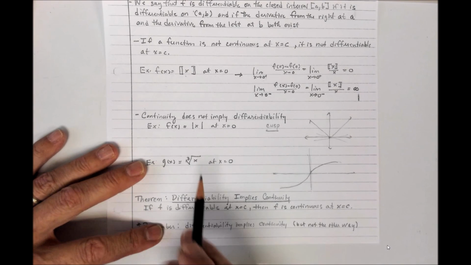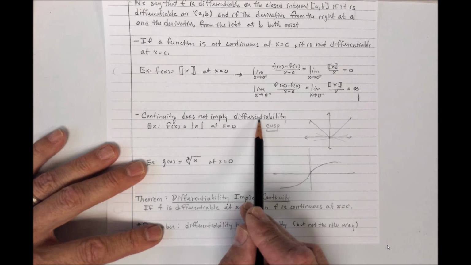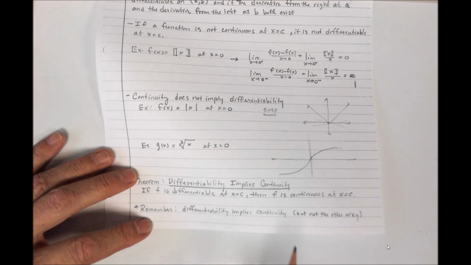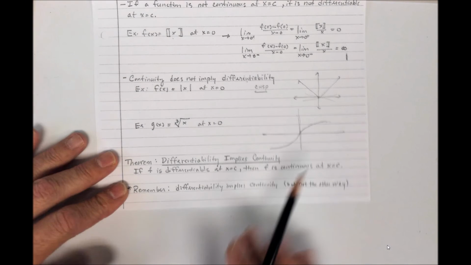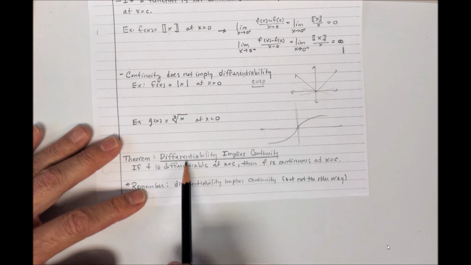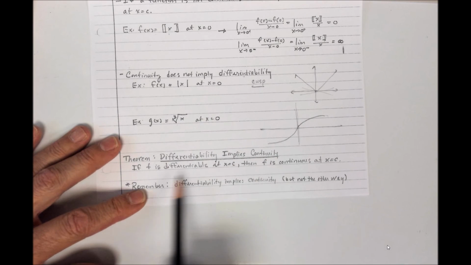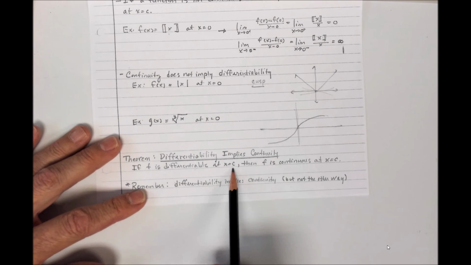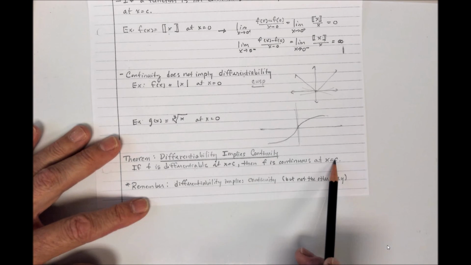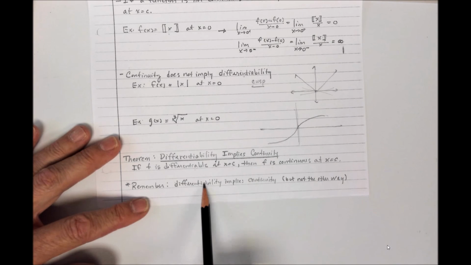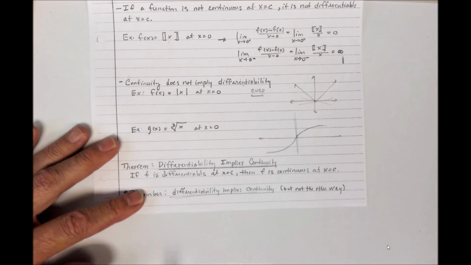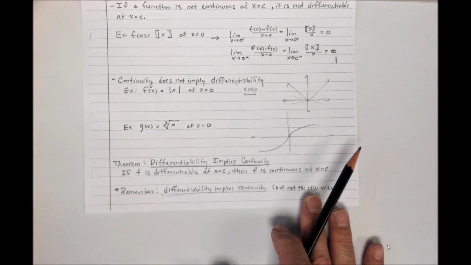So continuity does not guarantee differentiability, but the other way around, which is where I was leading to, is that differentiability always implies continuity. If f is differentiable at x equals c, then f is continuous at x equals c. All right? Differentiability implies continuity, not necessarily the other way around. All right. That finishes up section 2.1 here in chapter 2.